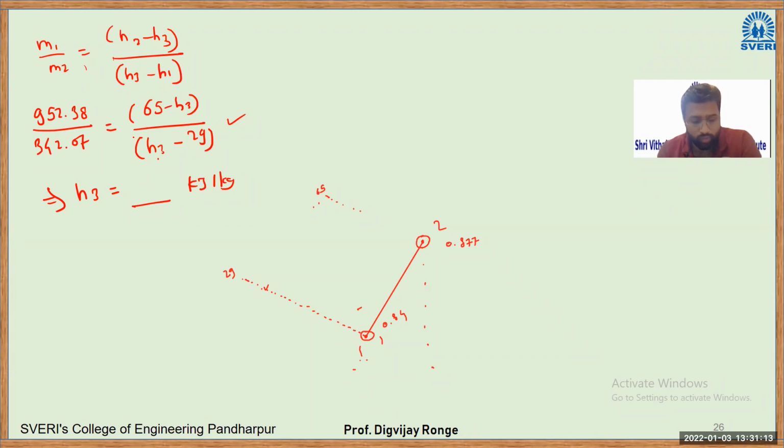So if you're not able to do that, you can ask me, I will tell you. Again, there is one very good app on the Play Store for the scientific calculator. That I will also share in the group. In that application, you can do the calculations. You can write down the equations and you can solve for H3.